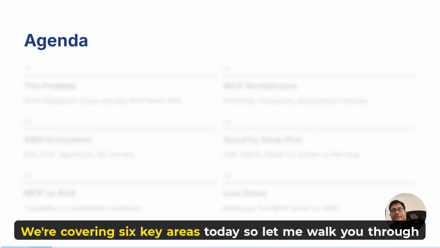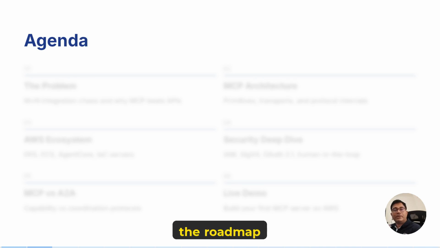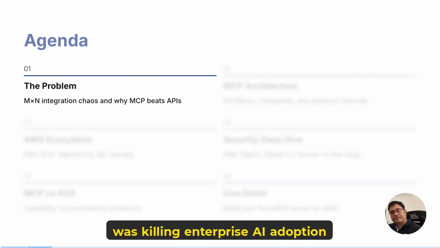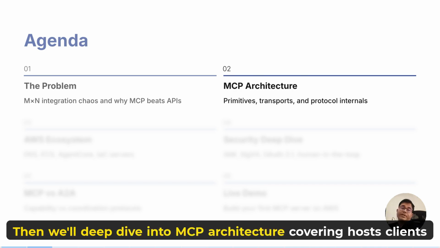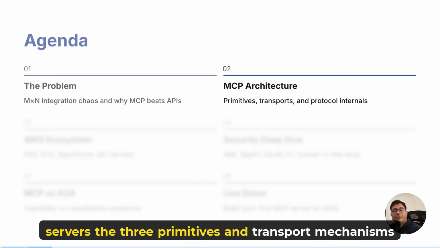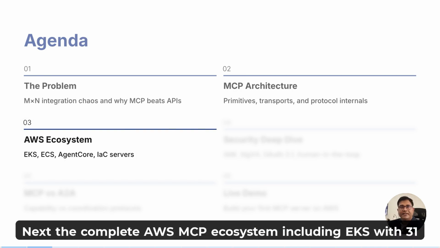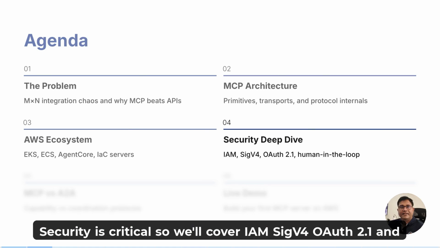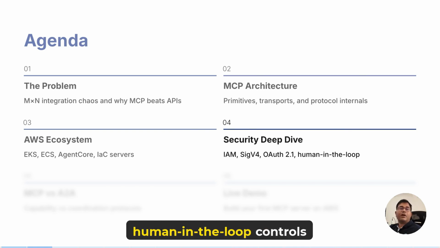We're covering 6 key areas today, so let me walk you through the roadmap. First, the integration problem and why the M times N challenge was killing enterprise AI adoption. Then we'll deep dive into MCP architecture, covering hosts, clients, servers, the three primitives, and transport mechanisms. Next, the complete AWS MCP ecosystem, including EKS with 31 tools, ECS, Bedrock Agent Core, and infrastructure as code. Security is critical, so we'll cover IAM, SigV4, OAuth 2.1, and human-in-the-loop controls.